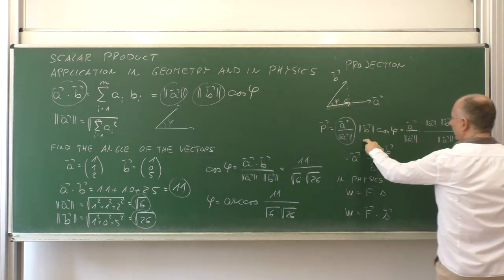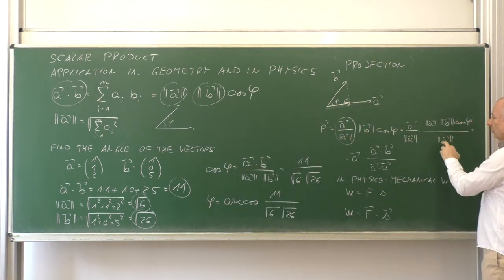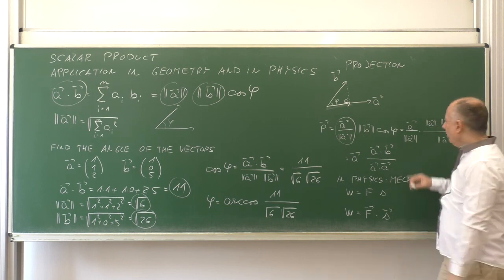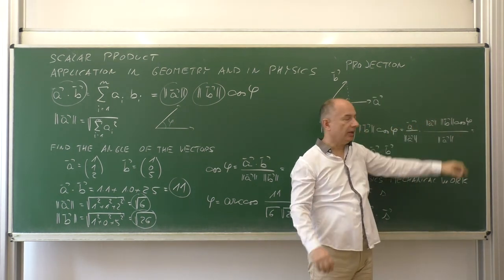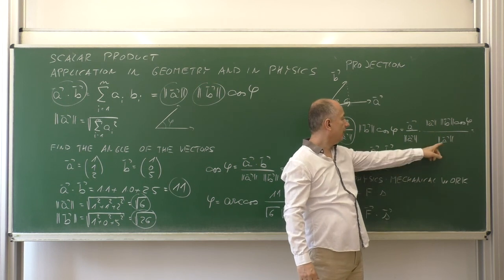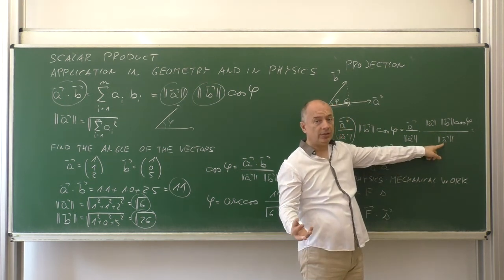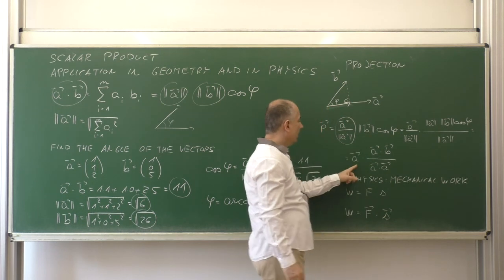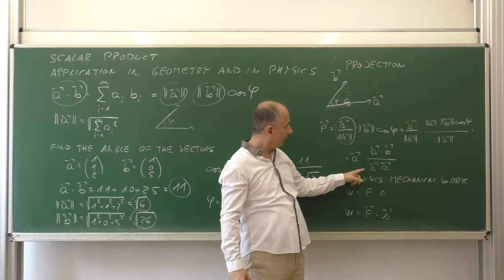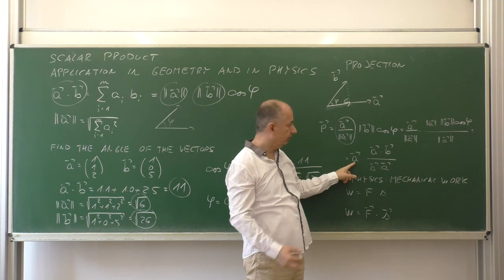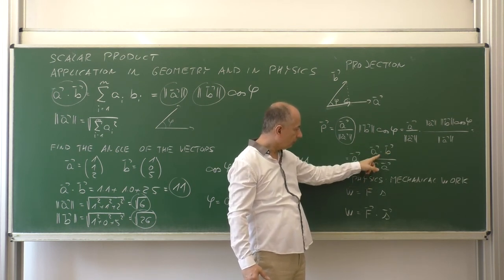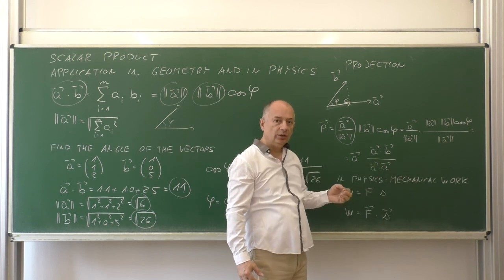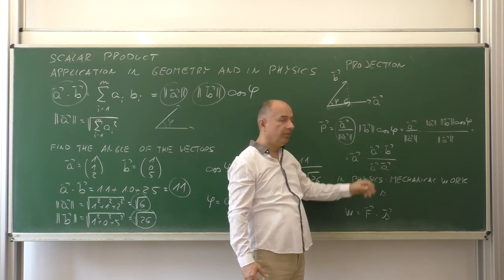If we multiply and divide by the norm of A, then in the numerator we get norm of A, norm of B, cosine, which is the scalar product. And here we get norm of A times norm of A, which is again the scalar product of A with itself. So the projection can be written in this form. A gives the direction, this is the vector, and this is multiplied by this number. It's a ratio of two real numbers, A dot B divided by A dot A.